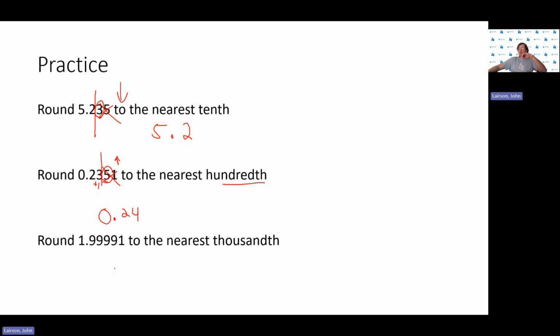1.99991. I don't know if I said that enough times. To the thousandth. So it goes tenth, hundredth, thousandth. So 3 decimal places over. It's this 9, and I'm looking at this 9. 9 is 5 and up, so we are rounding up.